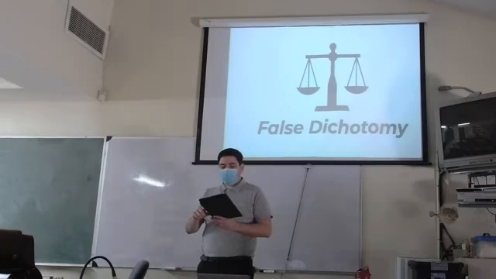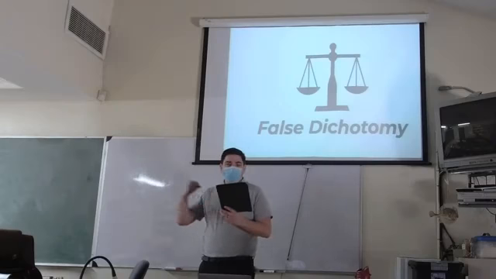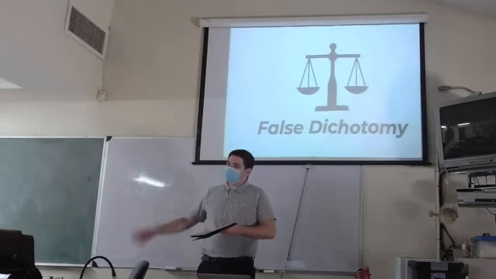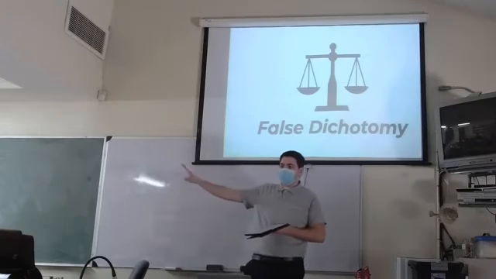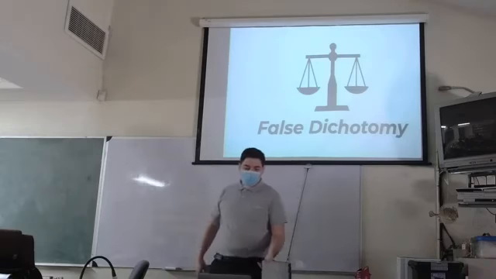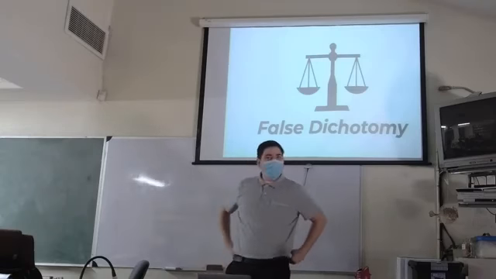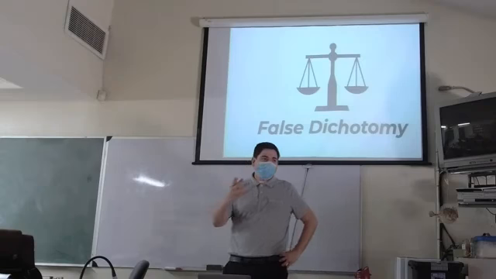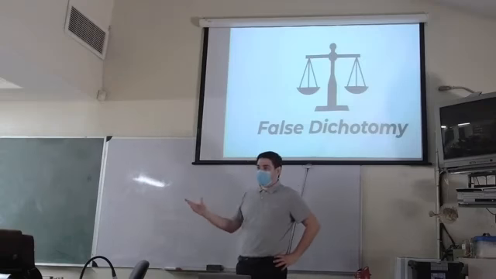Here's another one. You can either vote for me or vote for more crime. That might be a common one used by politicians. And the idea is, if you want to vote for my opponent, then they're for crime. They're going to let bad things happen and so on. But obviously, someone could vote against that person and not be for crime, right? It's a false dichotomy. It's a false dilemma.